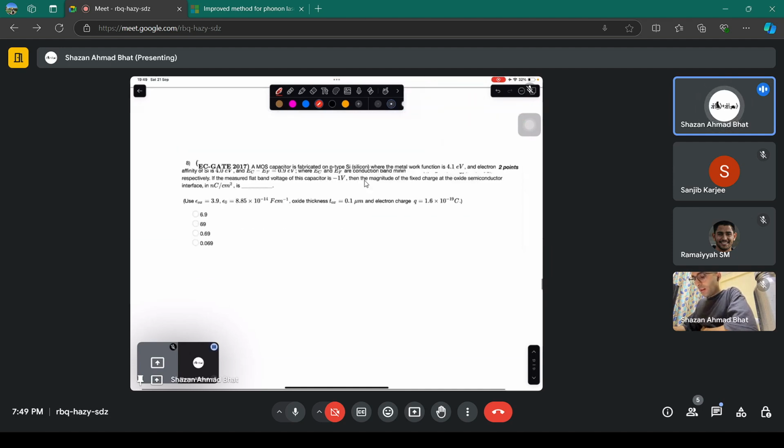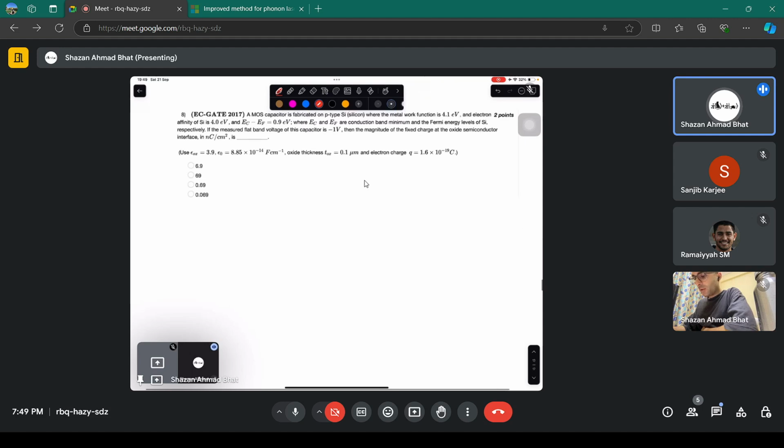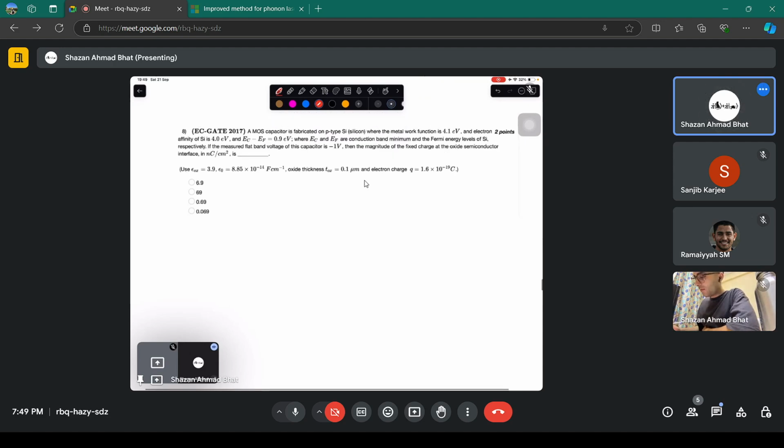Okay, so now a GATE question, a GATE problem, which basically shows what we have to compute in this. A MOS capacitor is fabricated on p-type silicon. The metal work function has been given. That means if this is the vacuum level and this is the Fermi level of the metal, then this particular value has been given, phi m, which is equivalent to 4.1 electron volt.